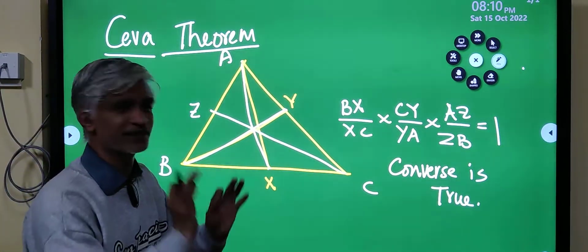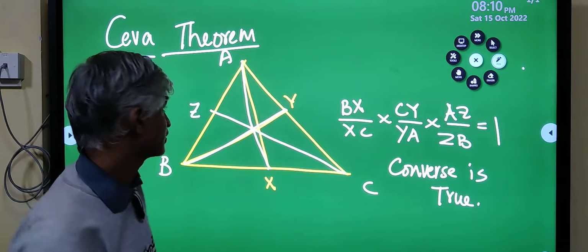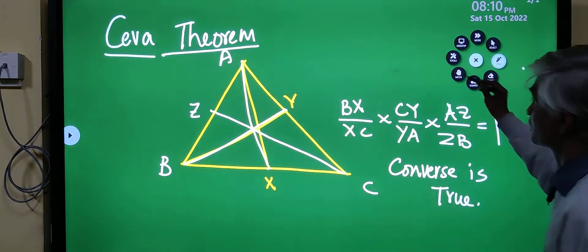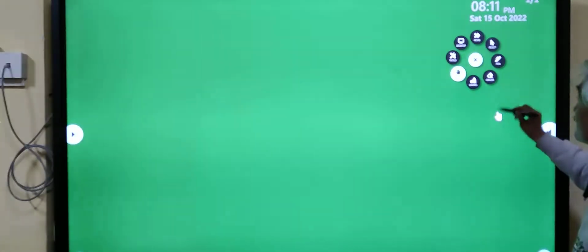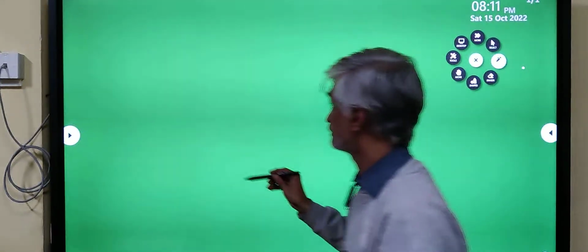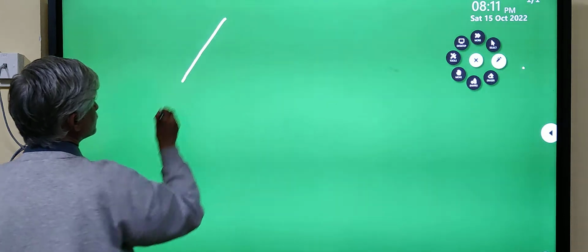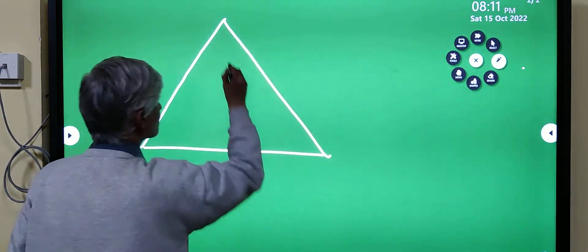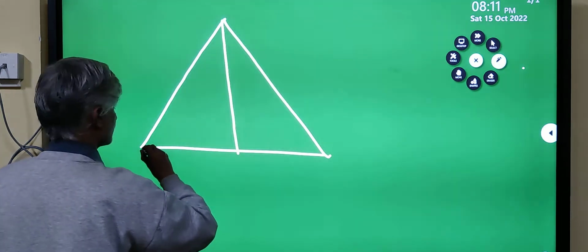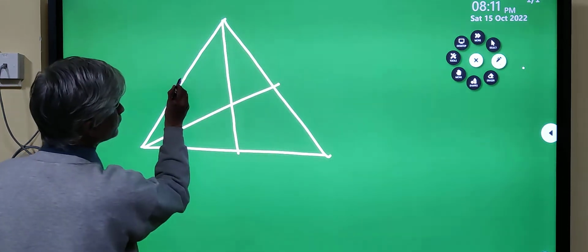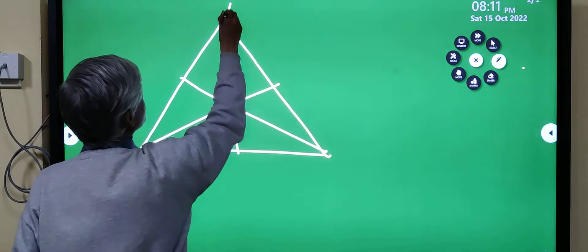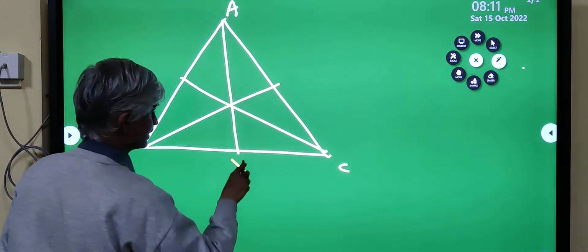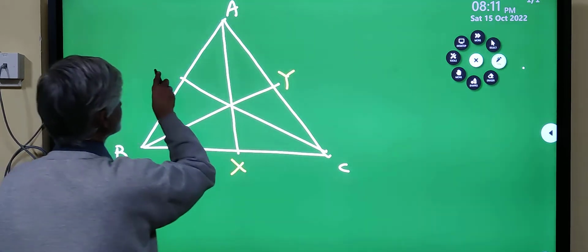You've got to be a little patient. It's actually very simple and very neat. So let me see if I can do it as neatly as possible, and I shall just draw the diagram again. Like I said, we are going to use the method of areas, and let me draw the three concurrent cevians and label them as before: A, B, C, X, Y, Z.